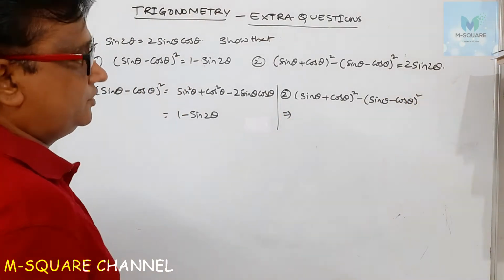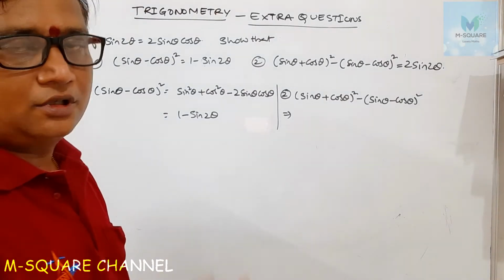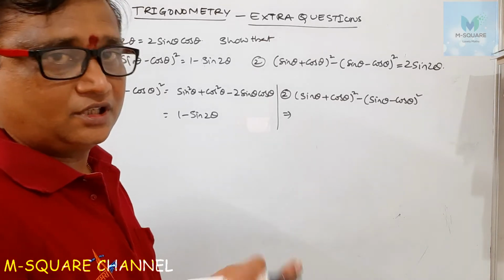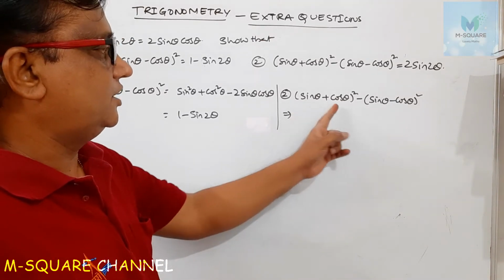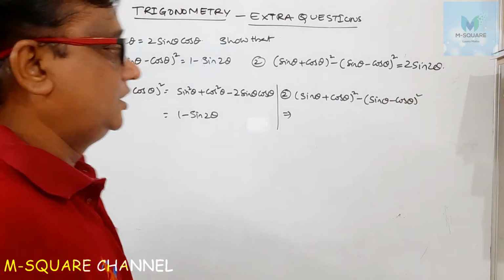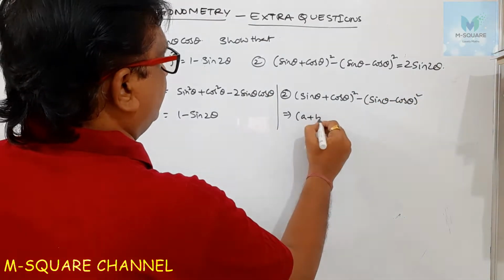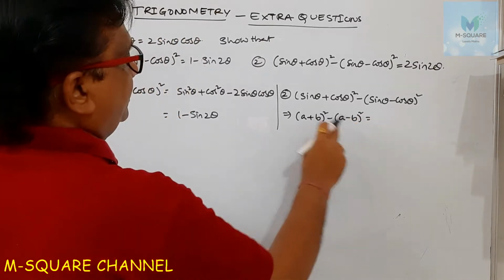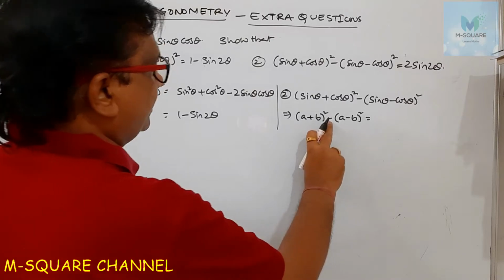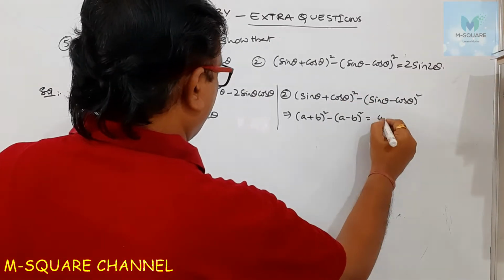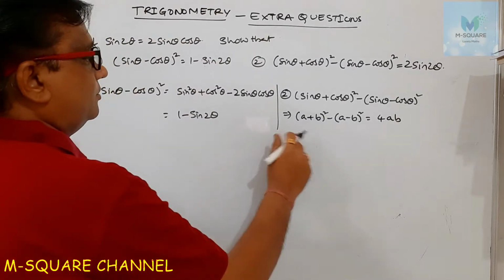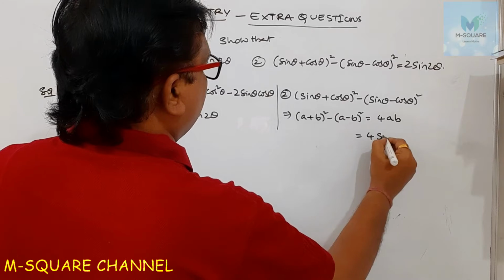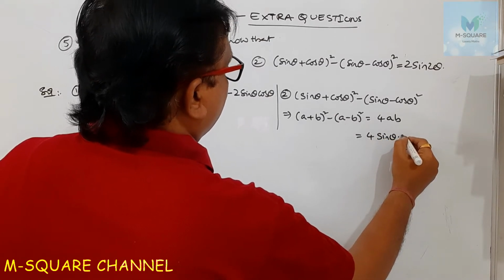In previous videos I told you about algebraic identities. You must learn algebraic identities, because this is (a plus b) whole square minus (a minus b) whole square. If you know that, after expanding, a square and b square will cancel, minus of minus is plus, so 4ab will be there. In the same manner, take a as sin theta, b as cos theta. So 4 into sin theta into cos theta.